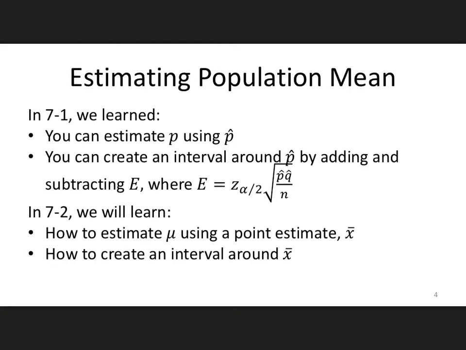So in 7.1, we learned that you can estimate a p using a p-hat and create an interval around p-hat by adding and subtracting E, where our margin of error was z sub alpha over 2 times the square root of p-hat times q-hat over n. In 7.2, we're going to learn how to estimate a mu using a point estimate of x bar and how to create an interval around x bar.